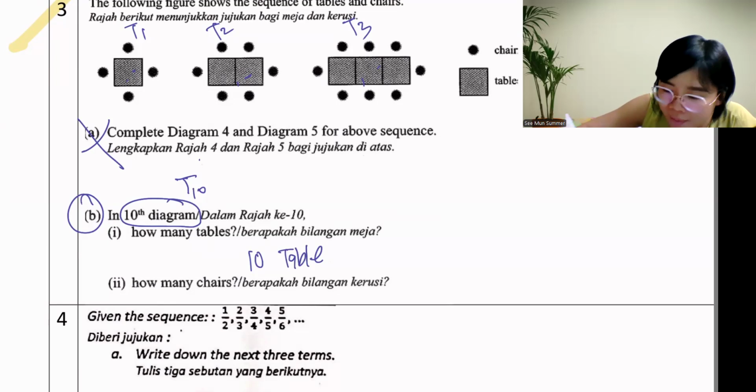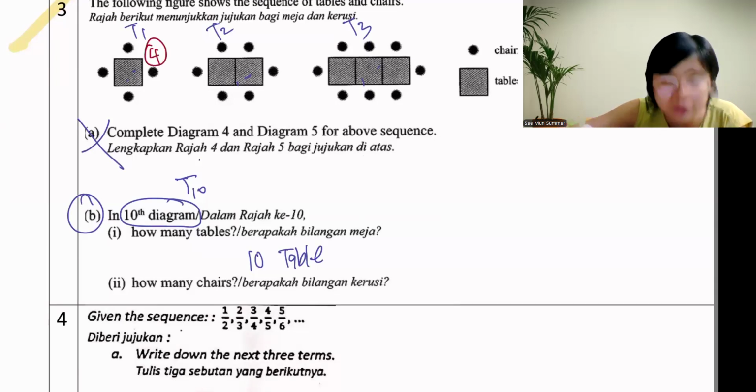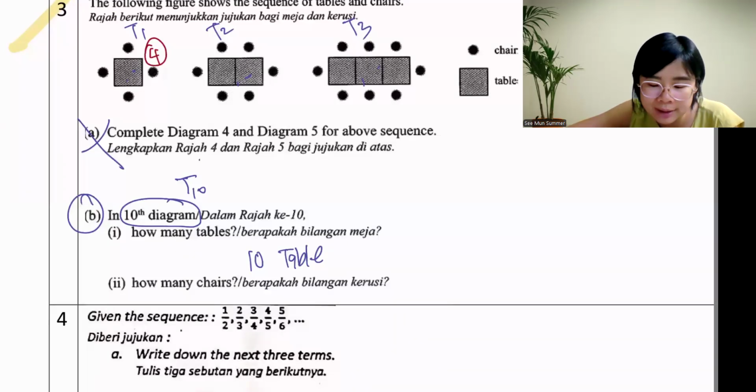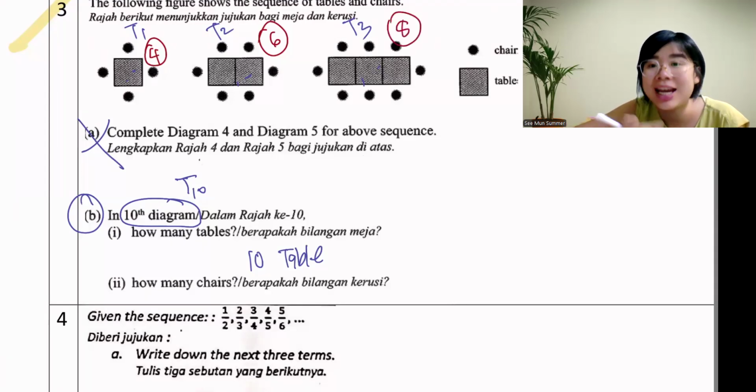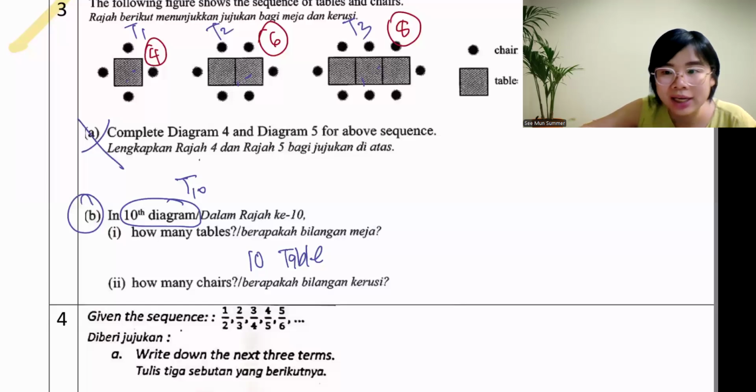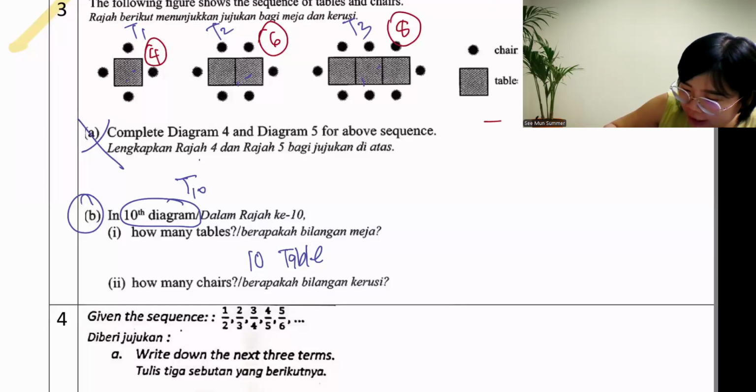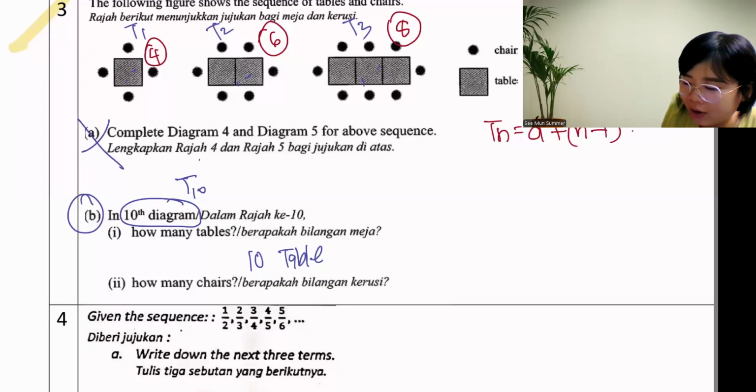So now let us count back. So if it's term 1, how many chairs I have? We have 4. So I write 4. Term number 2, we have how many chairs? 6, right? And then term number 3, how many chairs do I have? 8, correct? Yeah, so see, I use back the same way. So now again, I look back to Tn again. Tn equals A plus n minus 1 D, correct?